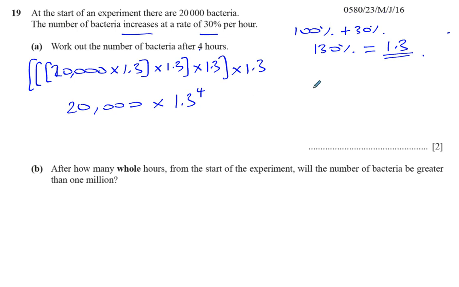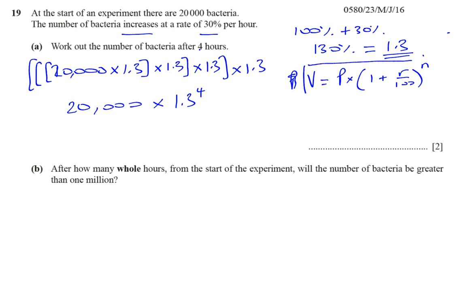Some people memorize the formula for this. The formula is: the new value is equal to the original value, which we call P, times 1 plus the rate over 100, to the power of the number of steps that it increases. So that's the starting value, which is 20,000. The R is going to be 30, so you've got 30 over 100, which is 0.3. So 1.3 to the power of the number of times it increases, which is 4.